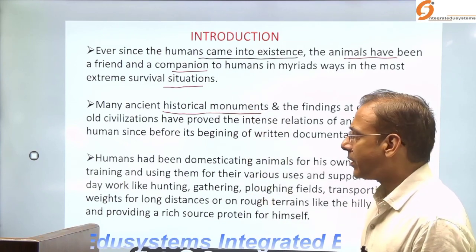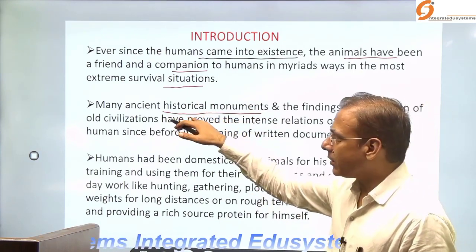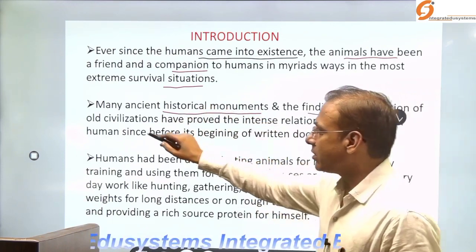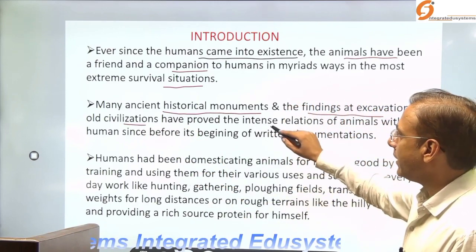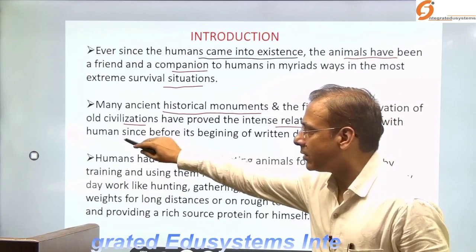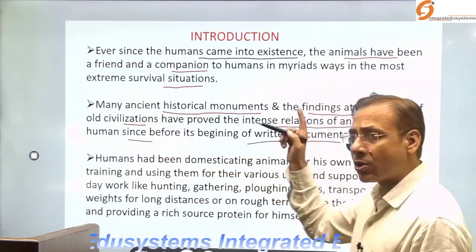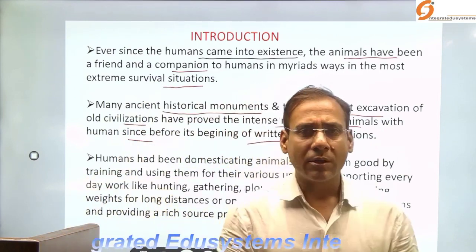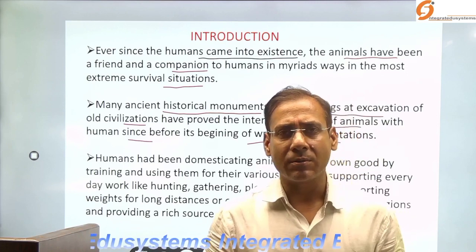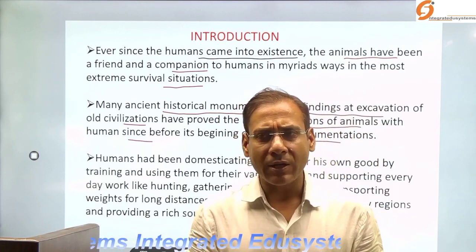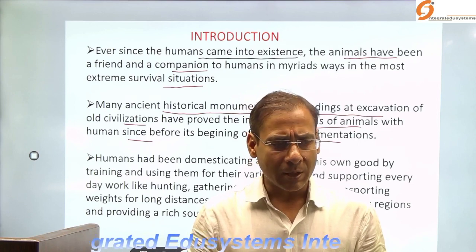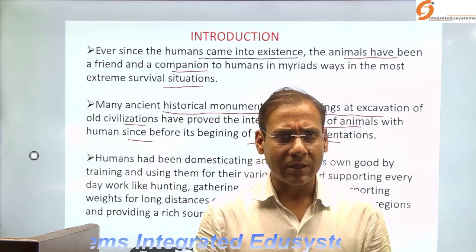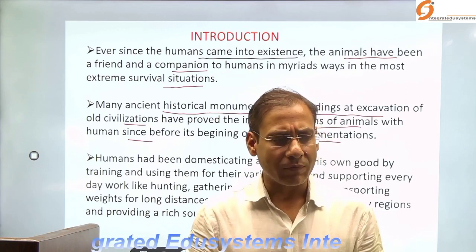So, as I said, many ancient historical monuments and the findings from excavations of old civilizations have proved the intense relation of animals with humans since before the beginning of written documentation. The first written documentation in India was the Vedic scripture, and the oldest is the Rig Veda. Before that we have no written description, but we have poetry and seals, and from these we also get evidence of domestication and rearing of animals.